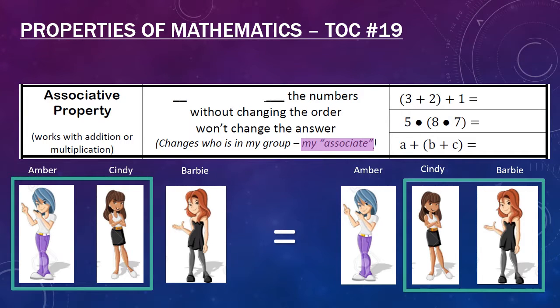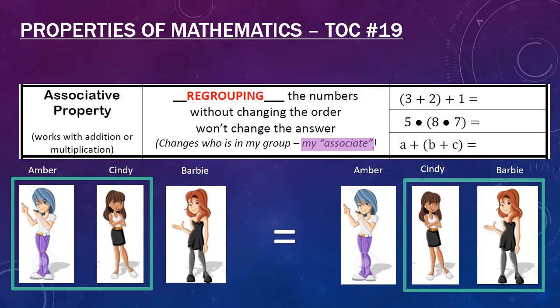All right, let's talk about that second property. It's called the associative property. It also works for both addition and multiplication. Basically, it is talking about how we group numbers, or regrouping numbers. Remember, grouping is using parentheses, so regrouping means we can change where those parentheses are. Changing the numbers that are in the parentheses won't change the answer to our problem. If I continue reading what it says, changing who is in my group, or my associates, isn't going to change my answer.